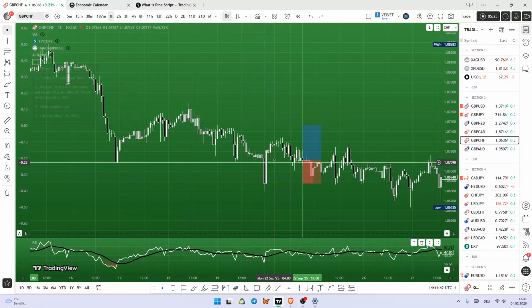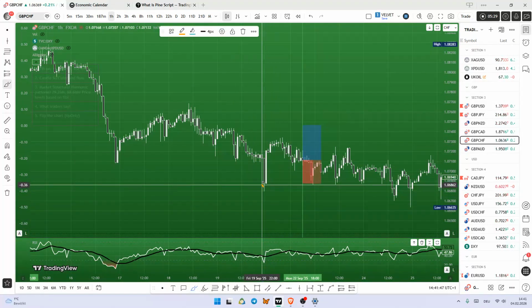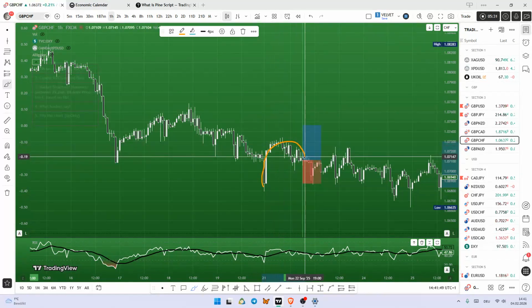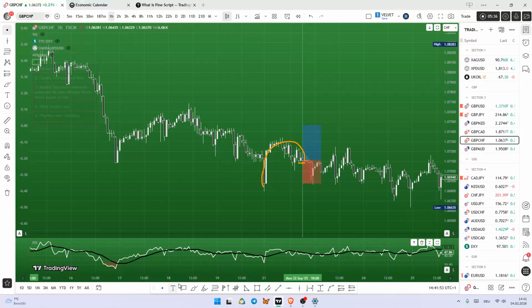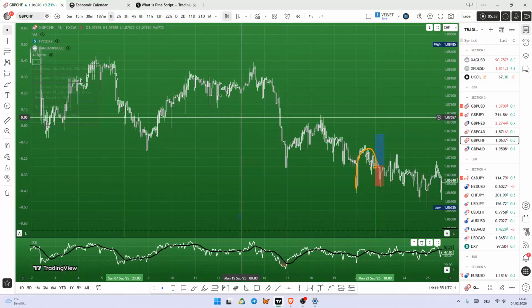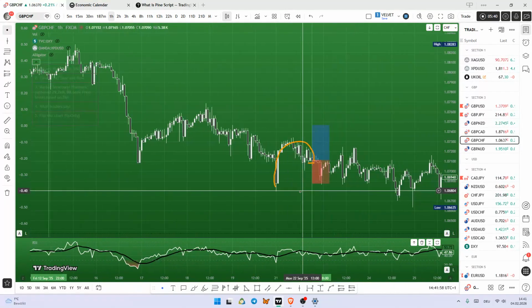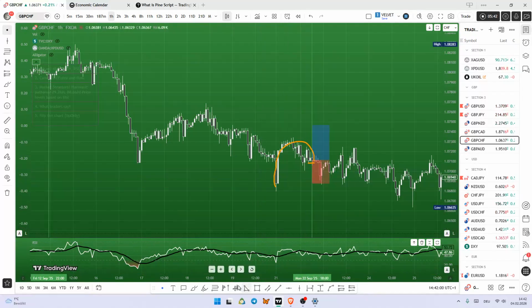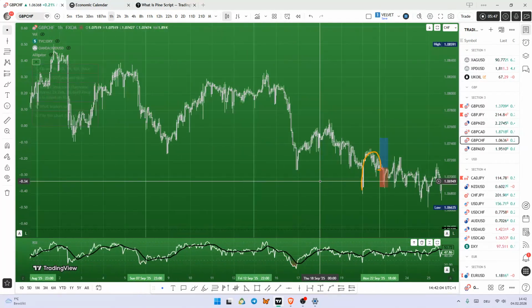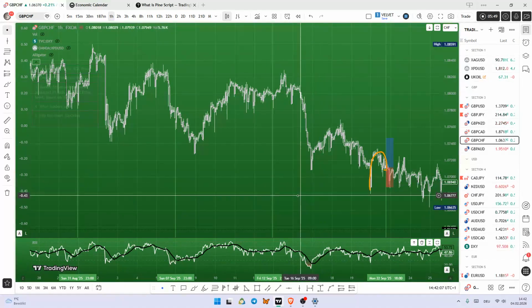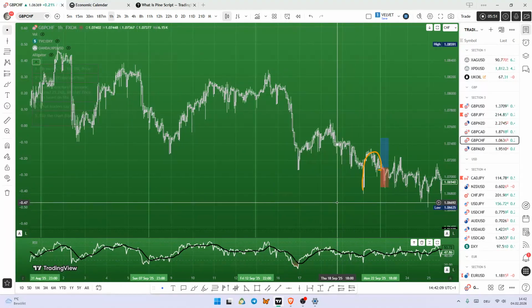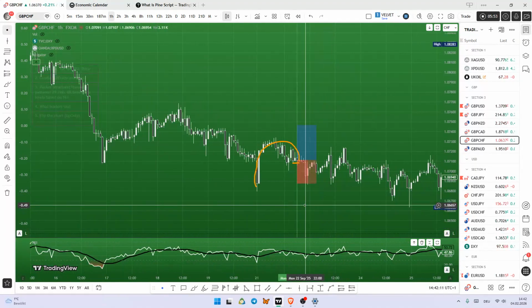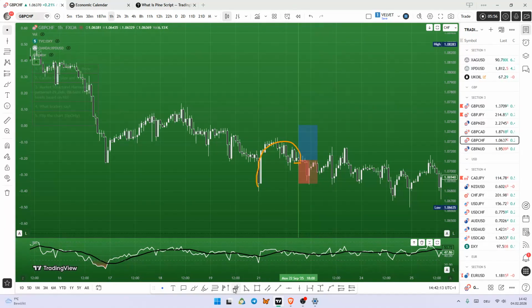GBPCHF. This is starting to get sentimental almost. So I was trying to long it in a bullish market like this, counting on some pivotal point, probably. And quite a stupid thing to do.